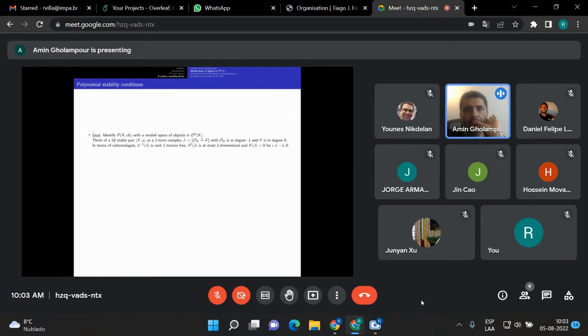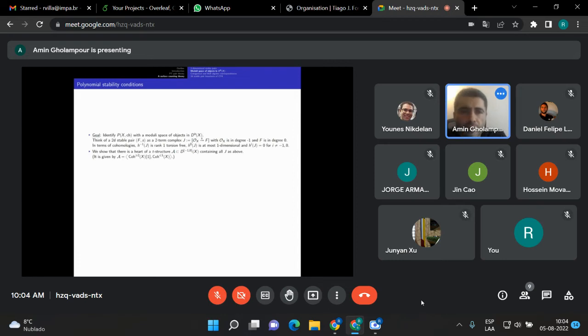So as in PT theory, we are interested in identifying the Gieseker moduli space as a moduli space of objects in the derived category, for two reasons: for studying wall crossing, and also later on when one wants to construct the virtual fundamental class for this moduli space. For this reason, again, we think of a 2D stable pair as a two-term complex in the derived category, with O_X in degree -1 and F in degree 0. In terms of the cohomology of this two-term complex, the -1 cohomology is a rank 1 torsion-free sheaf, and H0 is at most one-dimensional. H0 is basically the cokernel of the section, so it's at most one-dimensional for our pairs. And the other cohomologies are 0.